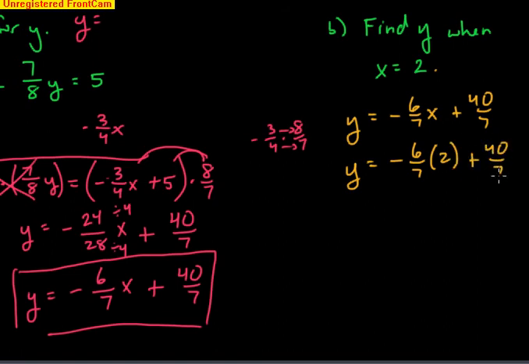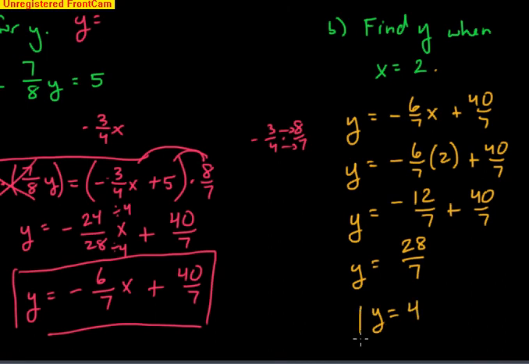So the x is a 2. So what does this 2 do? It multiplies with the 6. So y is going to be negative 12 sevenths plus 40 sevenths. When you're adding fractions, they have a common denominator, which is a good thing. So the denominator stays 7, and we do negative 12 plus 40. And negative 12 plus 40 is positive 28. 12 negatives, 40 positives. Many more positives. How many more? 28. And now that simplifies. 28 over 7 is 4. And there's the y value when x is 2.